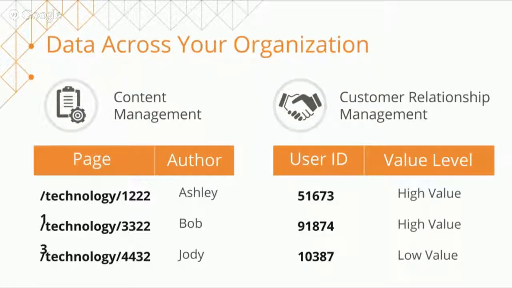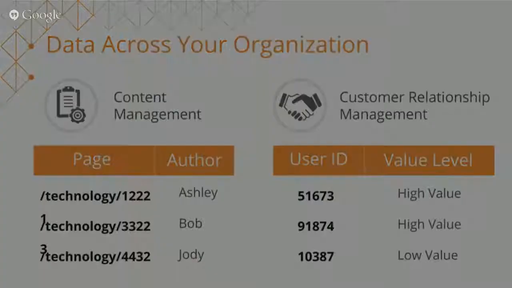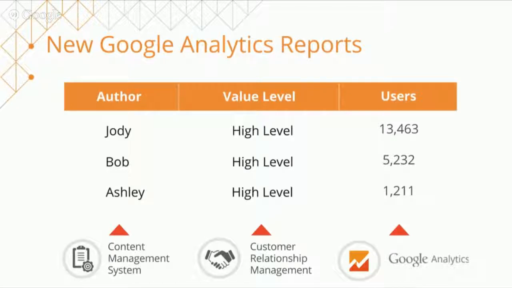So if we were to use data import and put all of this information back into Google Analytics and tie it together, we can actually get a report that looks kind of like this, where you have author by value by users. And then we can start to answer the question that we saw at the beginning, which was, which author attracts the most high-value users? And in this case, it looks like Jody's killing it. He's got a very high-value set of a lot of users.